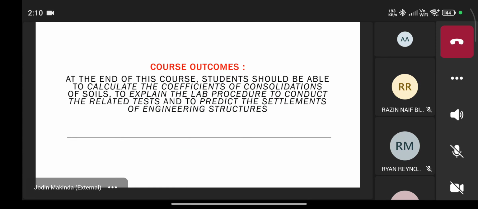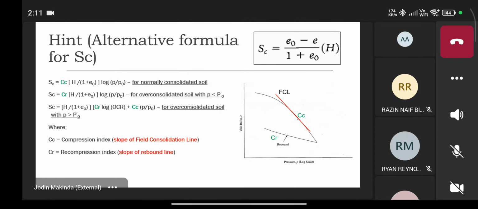So today we are going to continue, but we will look more into the calculations of the settlement when time factor is taken into consideration.